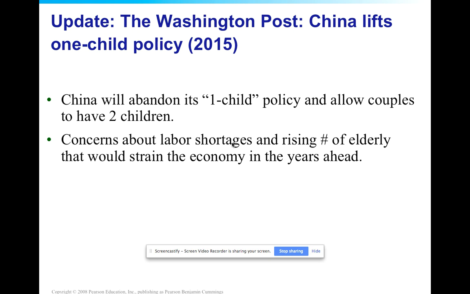So in 2015, due to an aging population, China decided to lift its one-child policy. Now there are some cases where couples can have 2 children because there was a concern about labor shortages. You were not having enough young people to support the elderly people who were becoming a strain on the economy. So even now, there are still some imbalances between the elderly and the young people, but hopefully it will jump back a little bit.